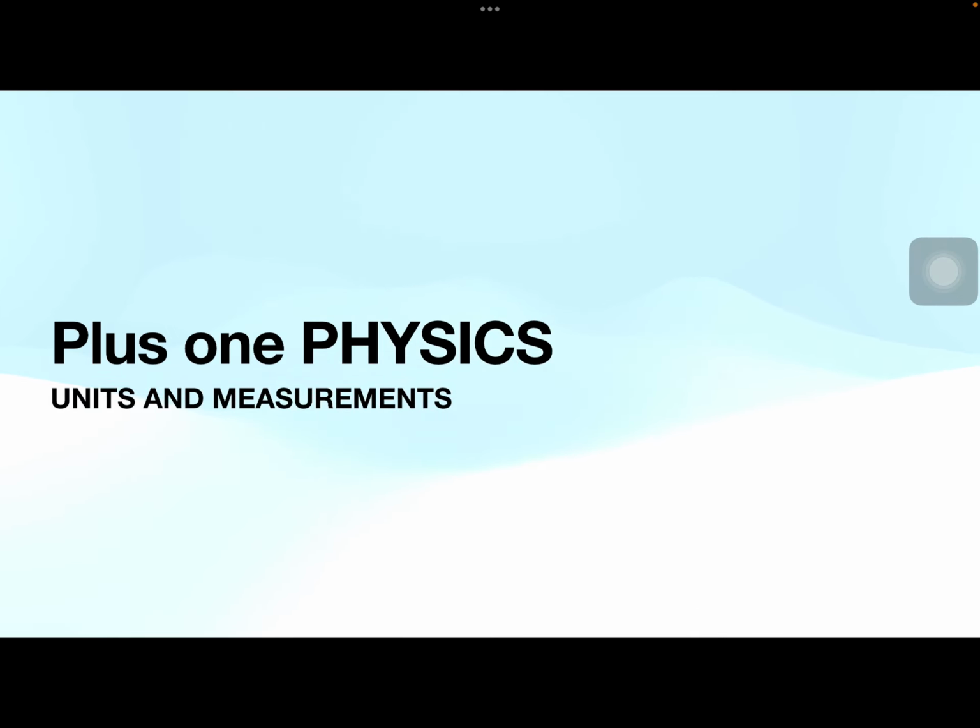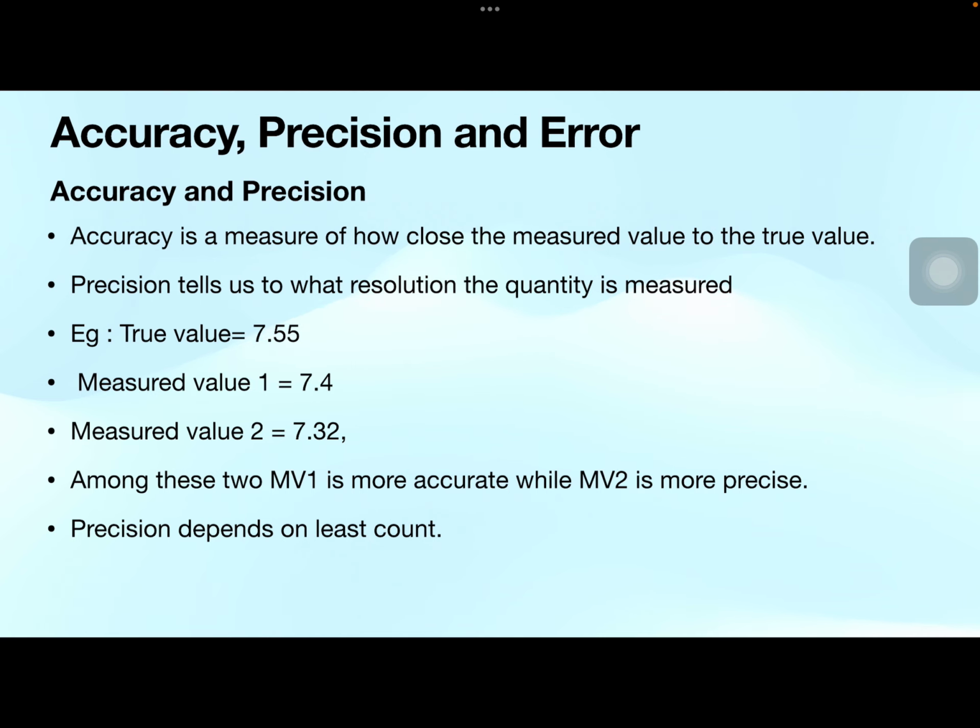Hello dear students. Today we are going to discuss the second topic from the chapter Units and Measurement of +1 Physics. Here we will discuss the topics accuracy, precision and errors.